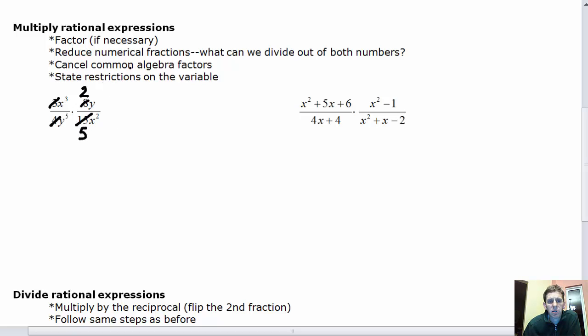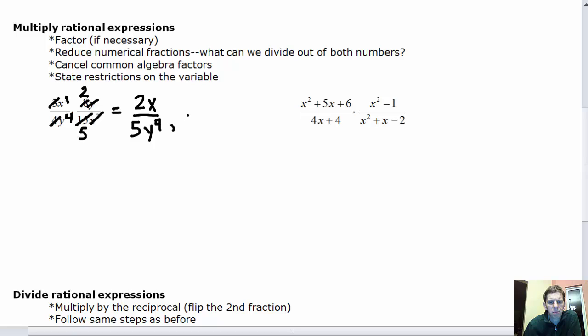Now we can also cancel common algebra factors. That would be your variables here. Notice that we have a y on the top, there's a y to the 5th on the bottom, so you could cancel out a y from each side and you'd be left with y to the 4th down here. Likewise, you could cancel out x squared, and in the numerator you'd just be left with a single x. So what do we have here? Well, we had a 2 and there's an x, and in the denominator there's a 5 and we had a y to the 4th.